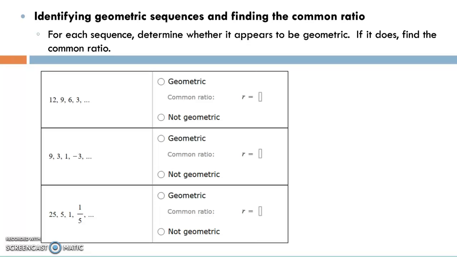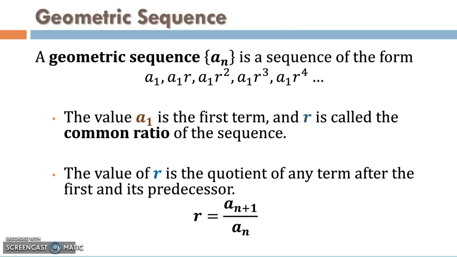Everybody. In this video we're going to talk about identifying geometric sequences and finding the common ratio. But before we jump into these, let's talk about what a geometric sequence is and what the common ratio even means. So a geometric sequence is a sequence of this form.